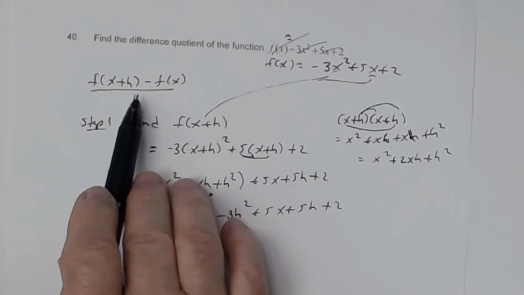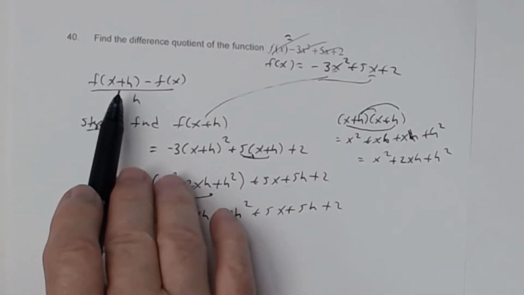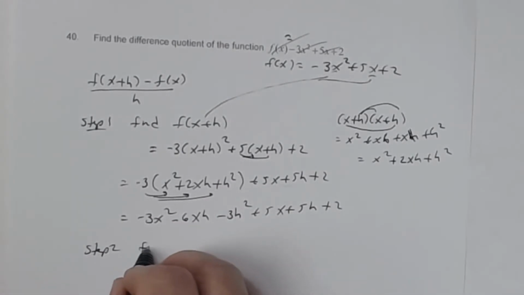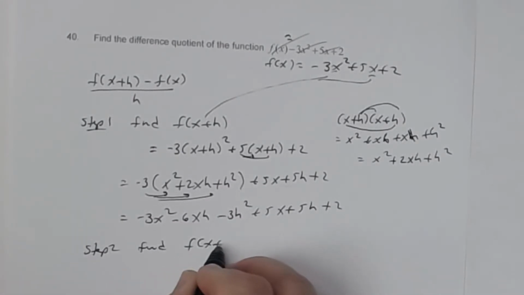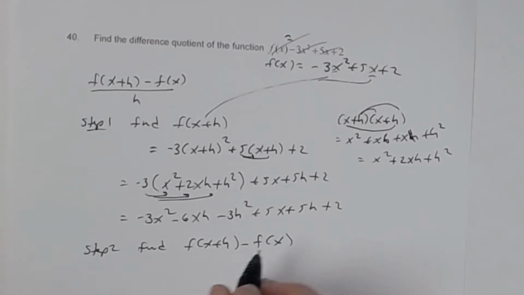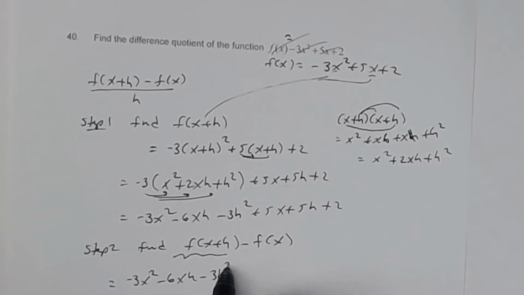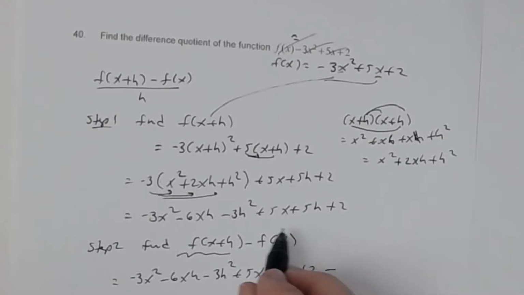Step two, then you're gonna do this whole numerator. So you're gonna say this minus this. So step two is you're gonna say let's find now f of x plus h minus f of x. All right. So f of x plus h I already found, that's this right here. So this is going to equal what I just found up here, negative 3x squared minus 6xh minus 3h squared plus 5x plus 5h plus 2. And then you're going to subtract this function f of x.